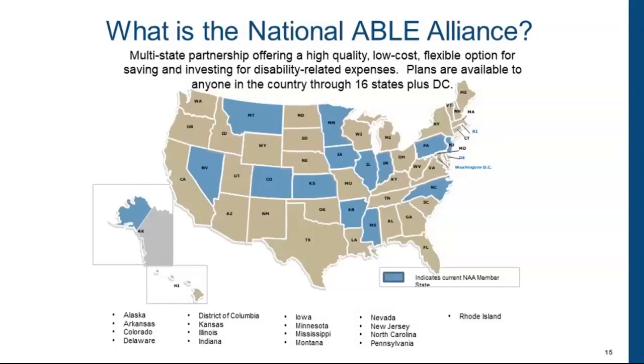However, meanwhile, each state that's a part of the National ABLE Alliance manages its plan independently and can make decisions to adhere to its needs and maintain its assets. So while it's always a good idea to check your own state's plan first, because there may be tax and/or fee reduction incentives for opening in your state. Next slide.